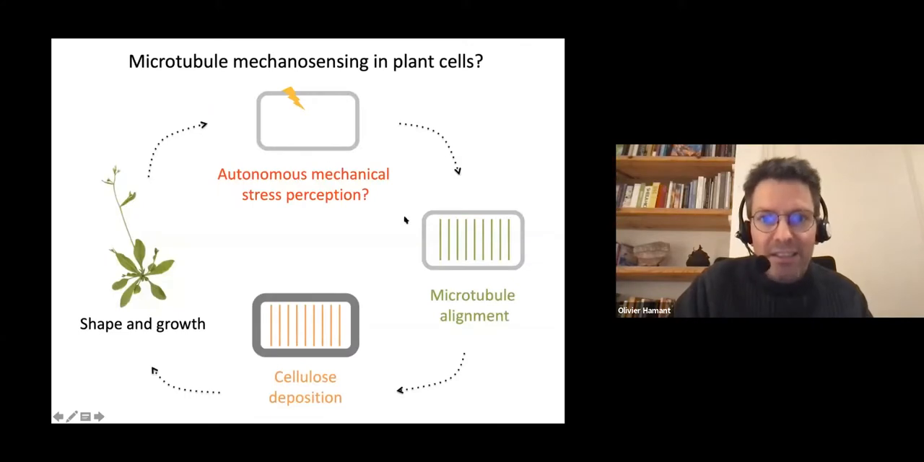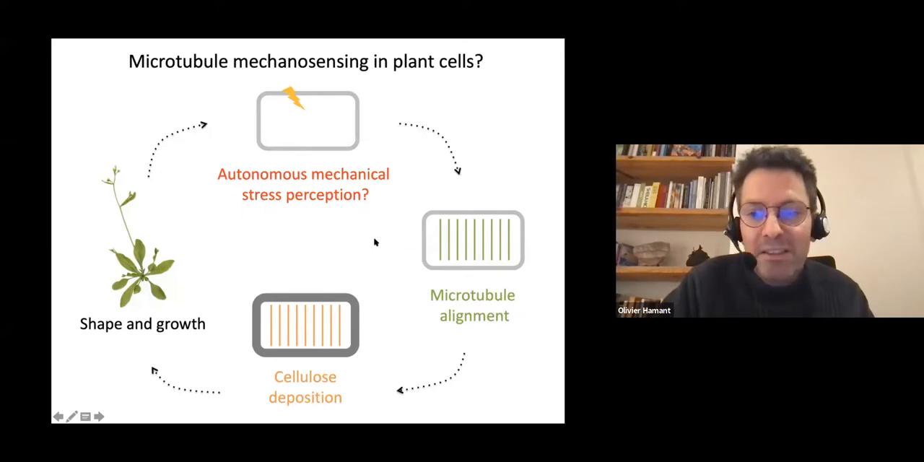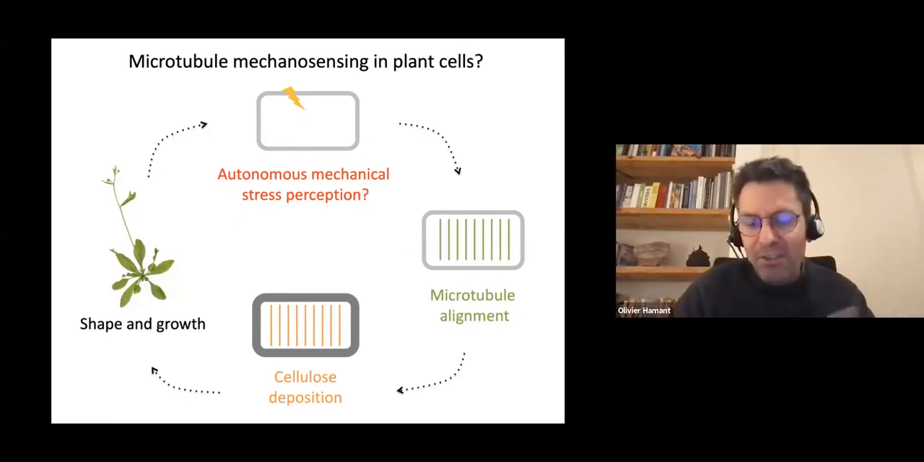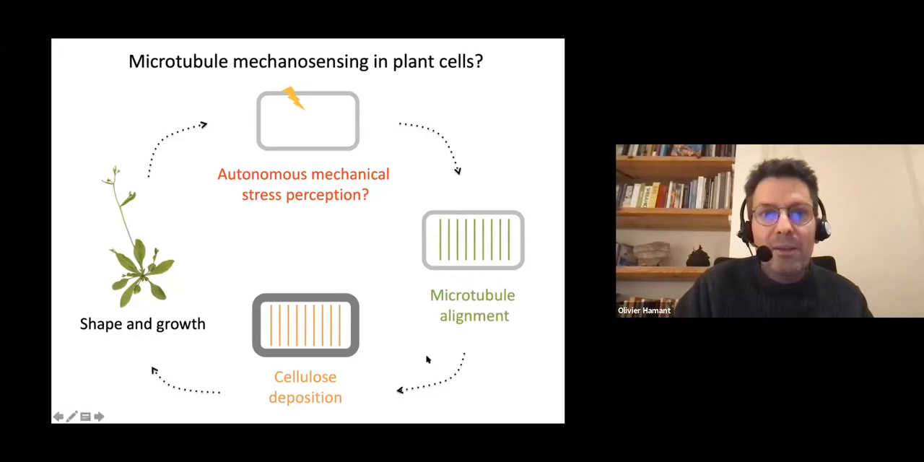So we think that indeed the microtubules, I mean, we still need to explore. That's why I keep the question mark here. But we think that the microtubules have the ability to perceive tension somewhat on their own. Of course, they need to be anchored with one another, with the membrane, so it's not completely on their own. But they can be mechanosensitive and align with tension in plant cells.